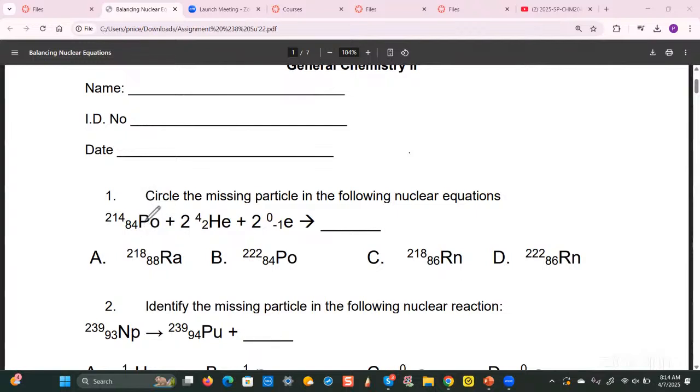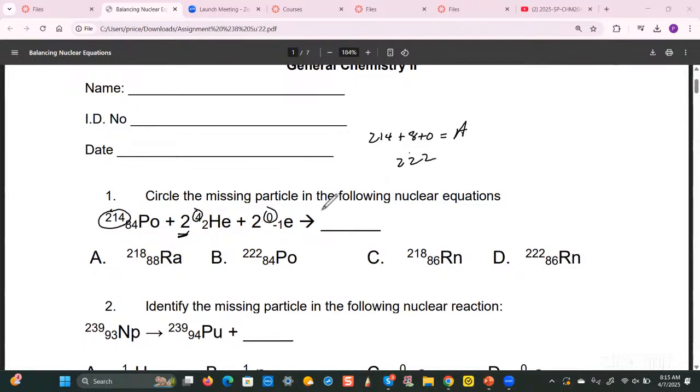Let's deal with the mass numbers first. We have 214 for the polonium. Now we have a 2 here. That 2 would multiply the 4 here, right? And then we have 0 here, right? And therefore, whatever we get on this side, the mass number should be the same as this side, right? So 214 plus 2 times 4, 8, plus 0 would be equal to the mass number on the other side. So this works out to be 222.